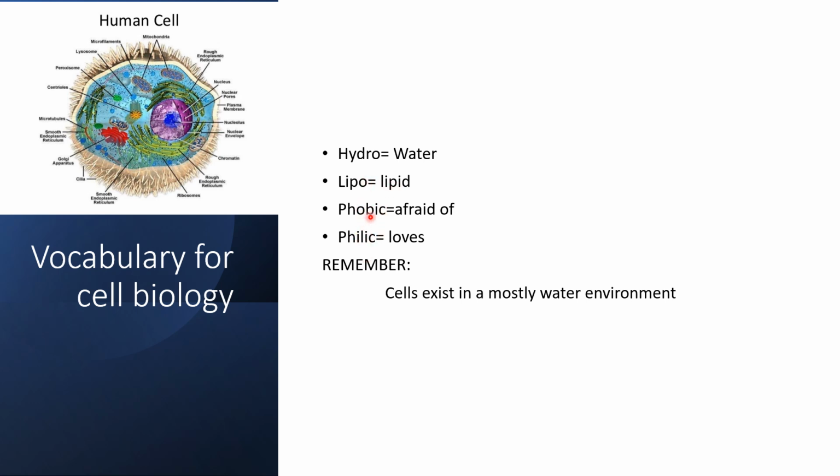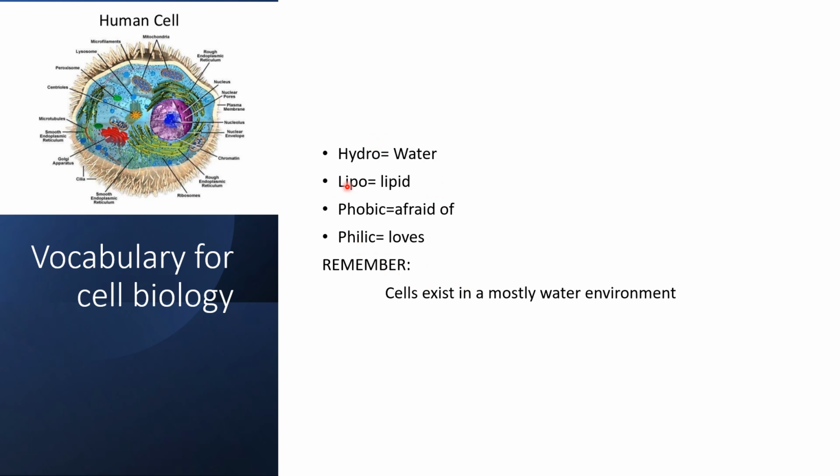Phobic, which means afraid of. So if someone's arachnophobic, they're afraid of spiders. If someone is hydrophobic, they're afraid of water. Lipophobic, it's afraid of fats. And if you're afraid of something, you want to try to get away from it. Philic, phil, like Philadelphia or philosophy, means love. And so if something is hydrophilic, it means it loves water, which means it will dissolve in water. Hydrophobic won't. Lipophilic will dissolve in fat.